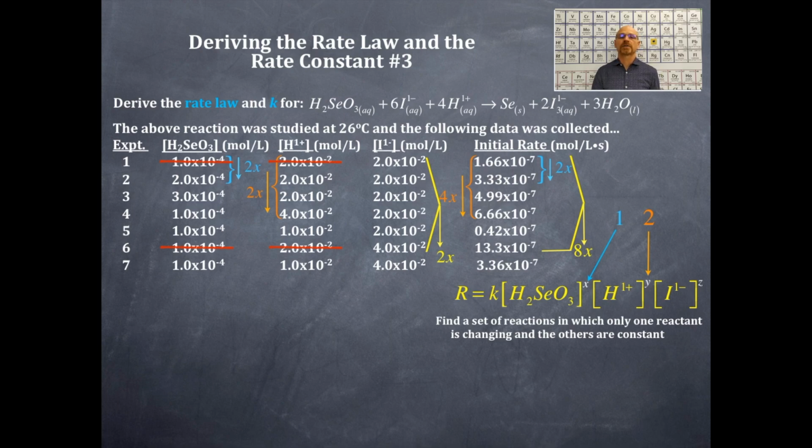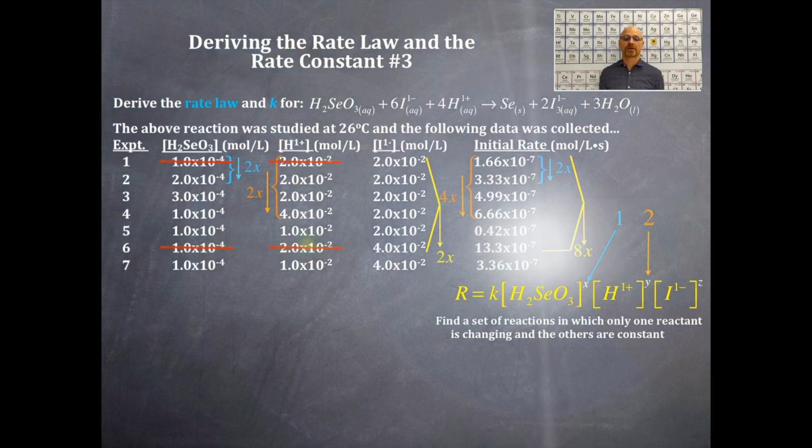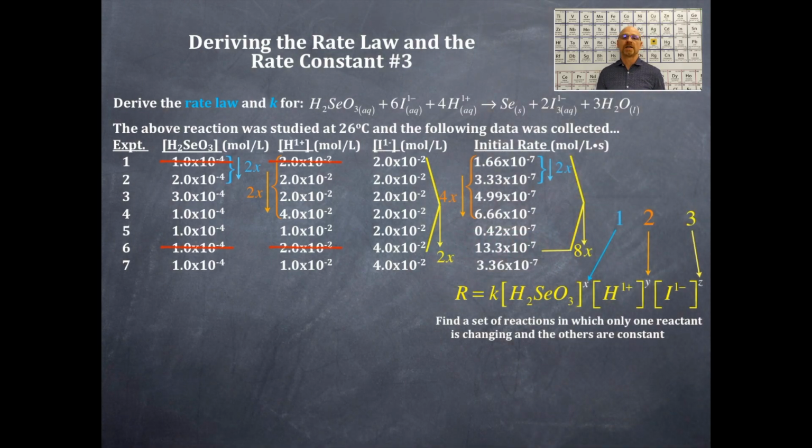If you double the concentration and the rate goes up by a factor of 8, 2 to what power is equal to 8? Well, that is a 3. So hopefully you know that this is third order with respect to the iodide ion concentration. So now we're going to pile all this information together to determine what the actual rate law is.